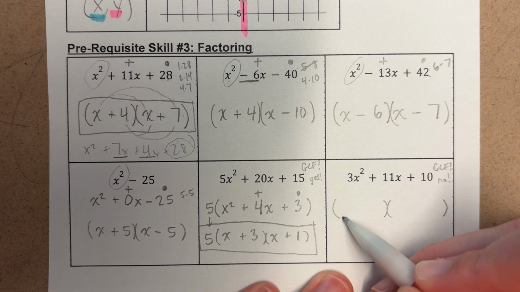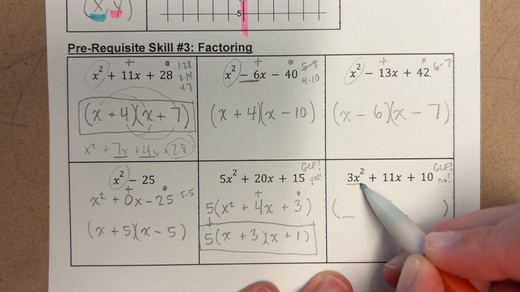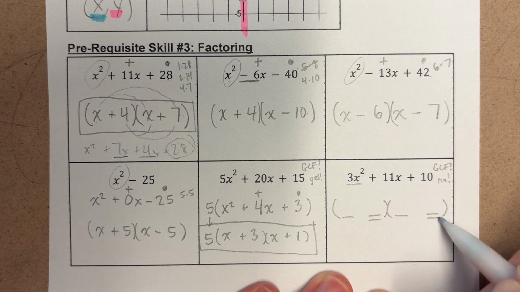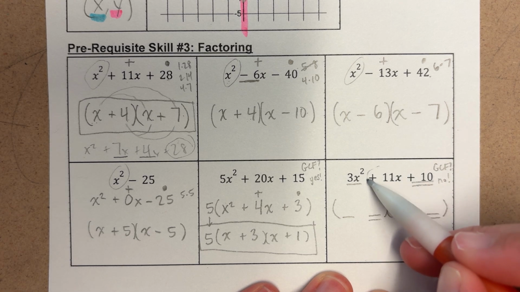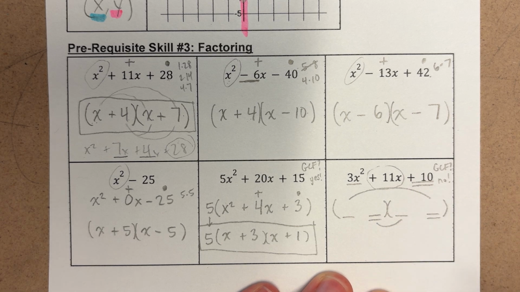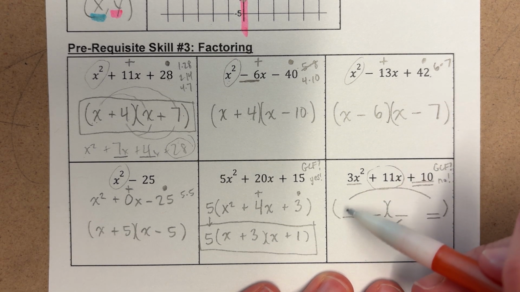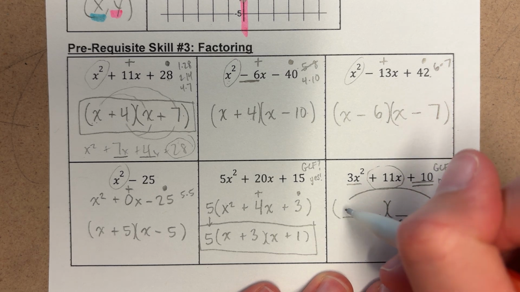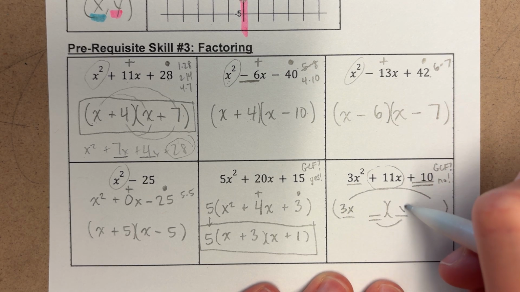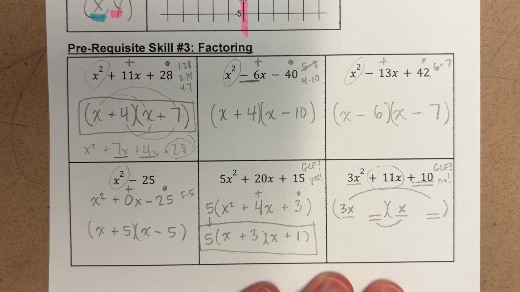Okay, and a reminder, this times this equals this. Okay, this times this equals this. And then in order to get this middle number 11x, it's gonna be this times this plus this times this. Okay, so let's do it. This times this equals 3x squared. So the only numbers that multiply to 3 are 3 and 1, so this is going to be 3x times 1x gets me 3x squared.